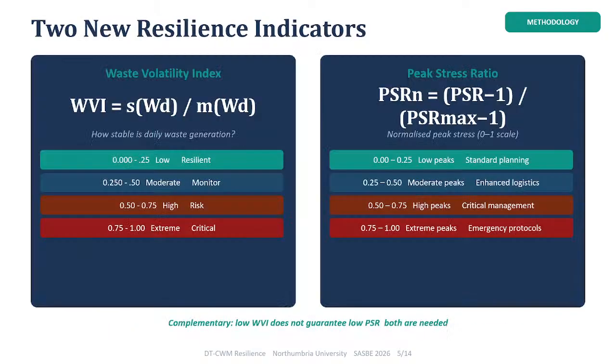This is the analytical core of the research. The two resilience indicators are the Waste Volatility Index, represented by the standard deviation of the daily waste divided by the mean, to quantify how stable daily waste generation is, and the normalized Peak Stress Ratio, to quantify when the waste will exceed the threshold.